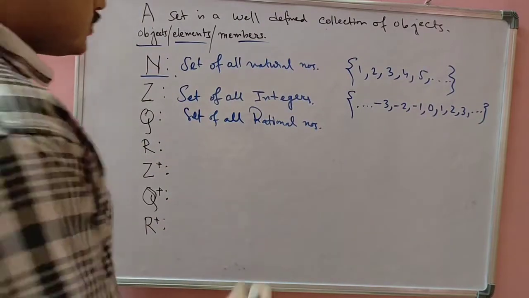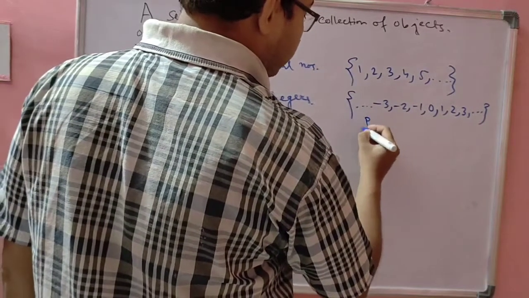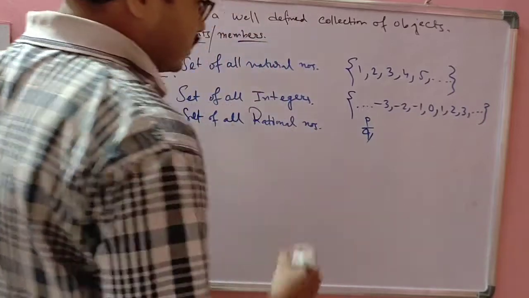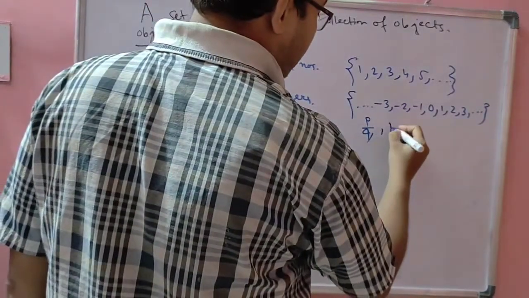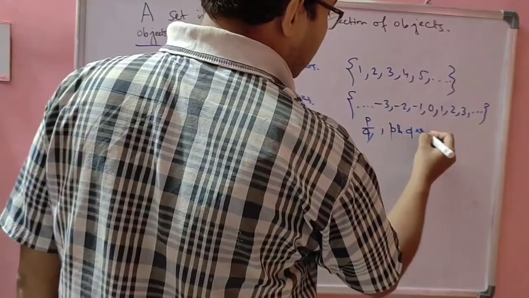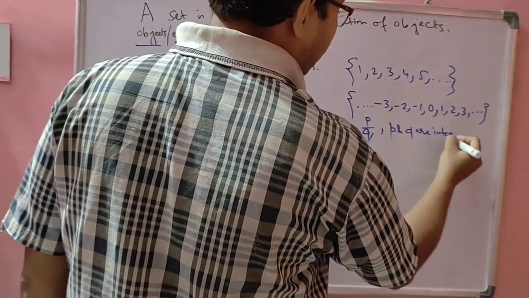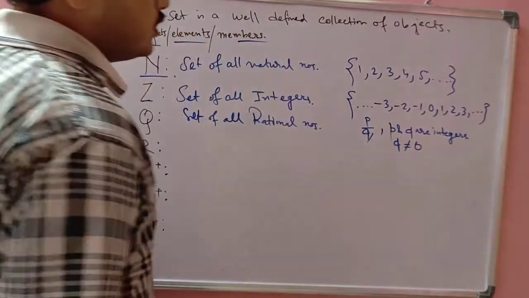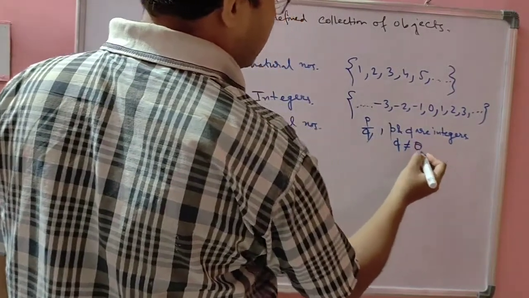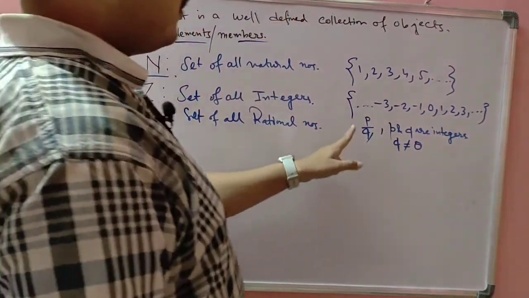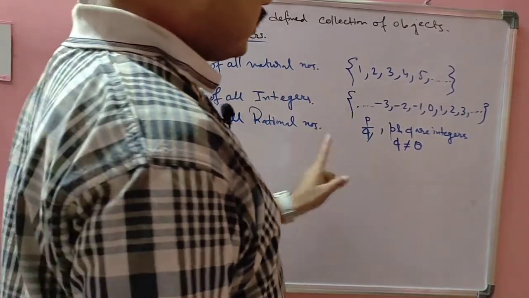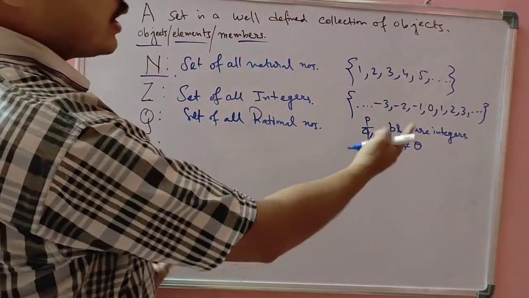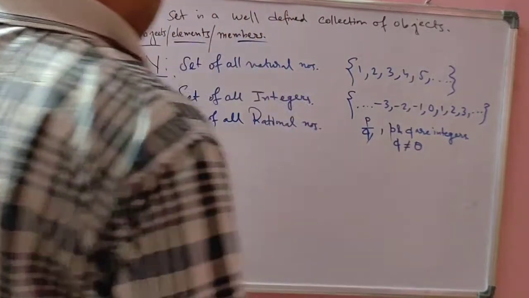What are rational numbers? Rational numbers are those numbers which can be represented as p by q, where p and q are integers and q is not equal to 0. This is the condition for a rational number. A rational number should be represented in the form p by q, where p and q are integers and q is not equal to 0.